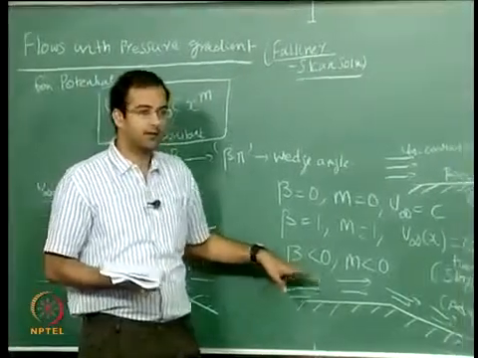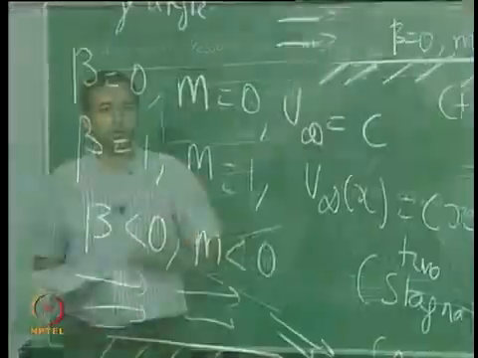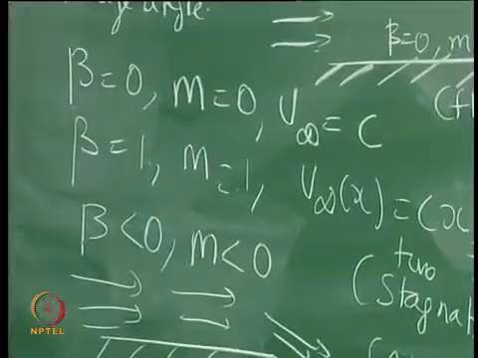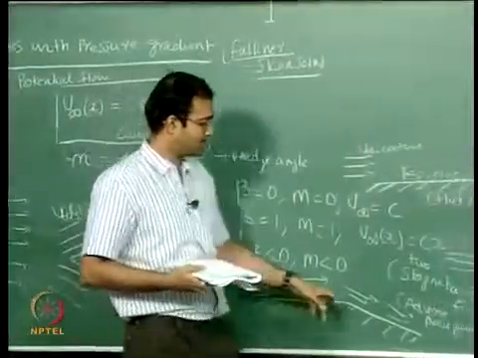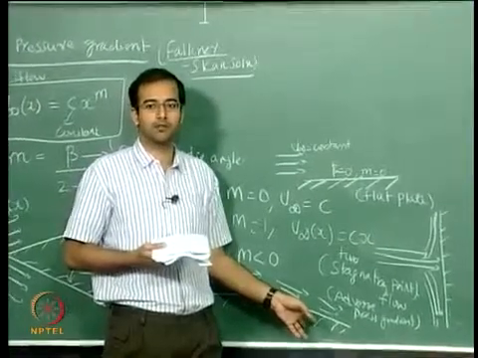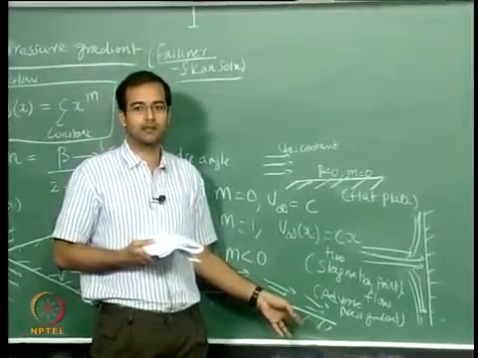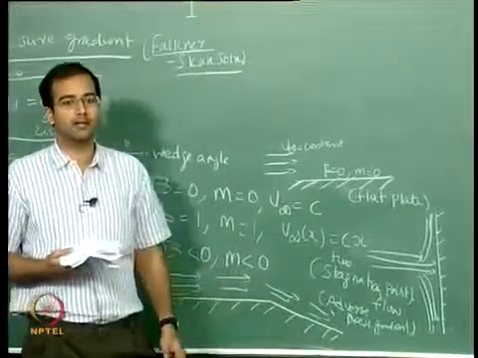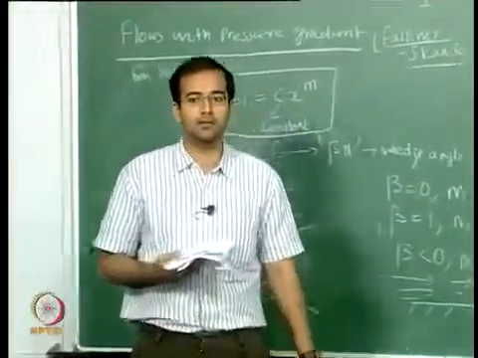Now if I reduce the value of beta, in fact if I make it too negative, what will happen is beyond a certain point the flow will separate. The adverse pressure gradient will be so strong that flow separation will take place, and once the flow separation takes place, the boundary layer theory is not valid anymore, okay.